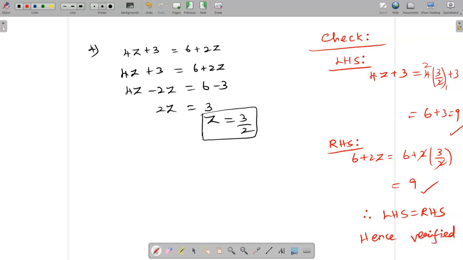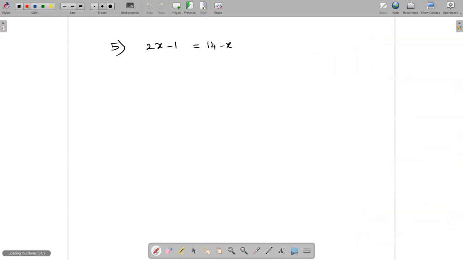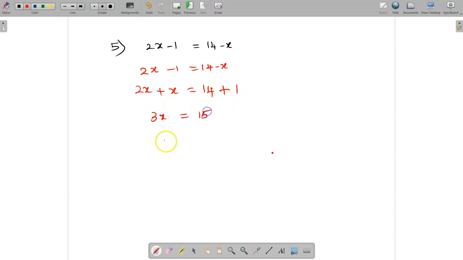Okay, and then coming to the next problem, we have 2x minus 1, which is equal to 14 minus x. So again, write the problem as it is and take the variables on one side. 2x, here it is minus x. When it comes to the left hand side, it becomes plus x. Here I have 14 minus 1. When it comes to the right hand side, it becomes plus 1. 2x plus x is 3x, and 14 plus 1 is 15, and x is equal to 15 by 3.